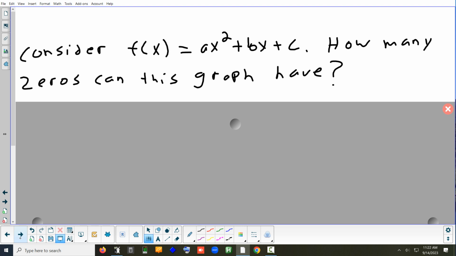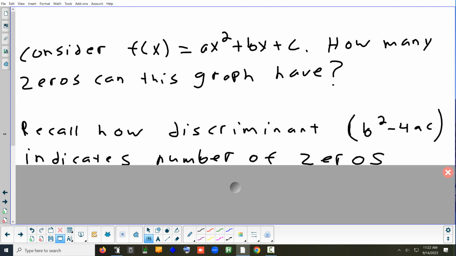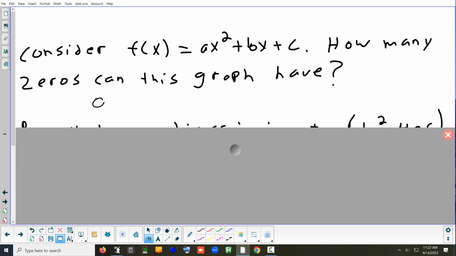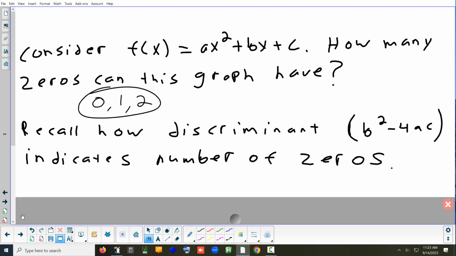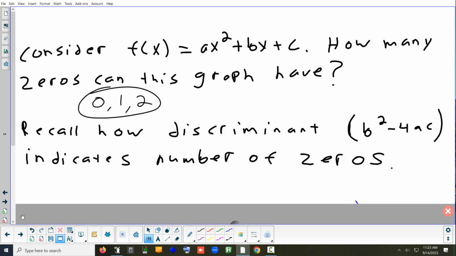It's the quadratic formula. Now, how many roots, or how many zeros can a quadratic have? Yeah? 0, 1, or 2. Right, it can have 0, 1, or 2. Depends on what the parabola looks like. We just talked about that yesterday. Remember, the discriminant is a quick way to tell how many roots you have, whether the discriminant comes out positive, negative, or 0. We made a chart for that yesterday.